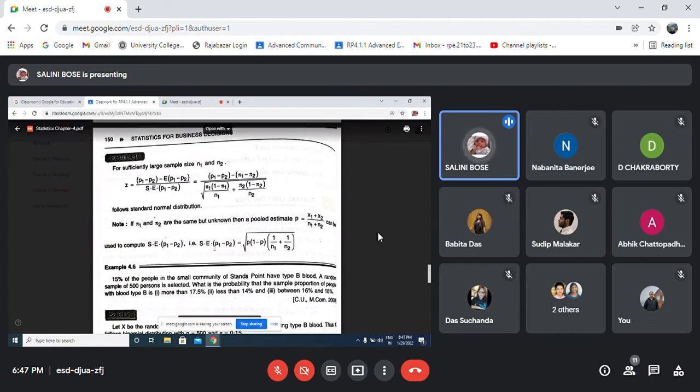And the standard error of p1 minus p2 will be root over p into 1 minus p into 1 by n1 plus 1 by n2, because the standard error of p1 and p2 will be like this. If pi1 and pi2 are not known, then you can replace this with p.